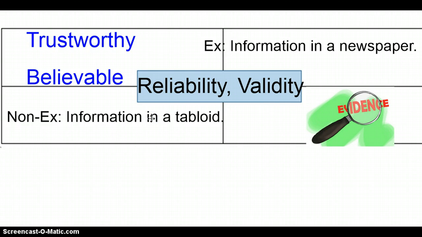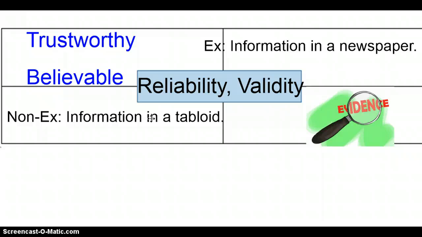Tabloids are those magazines that you often see when you're checking out at a grocery store, and they're really sensationalized. They tend to make up information based on one source or one person's viewpoint. And so we know that that's not exactly reliable or valid.